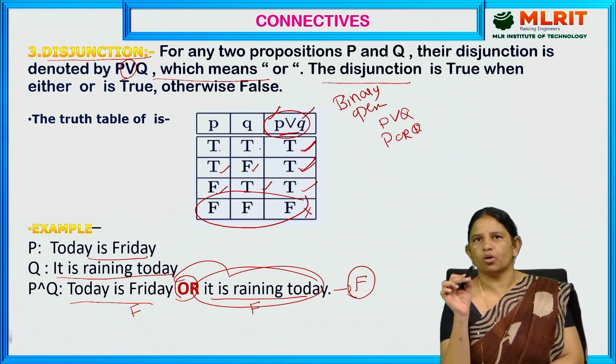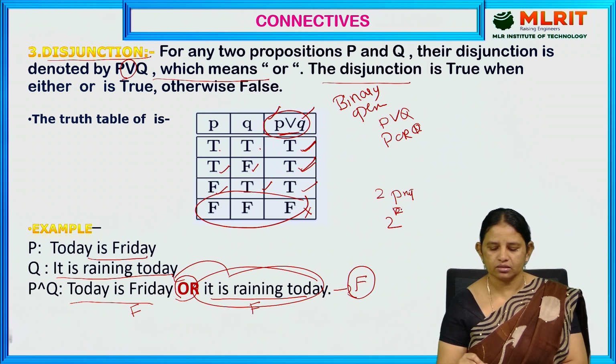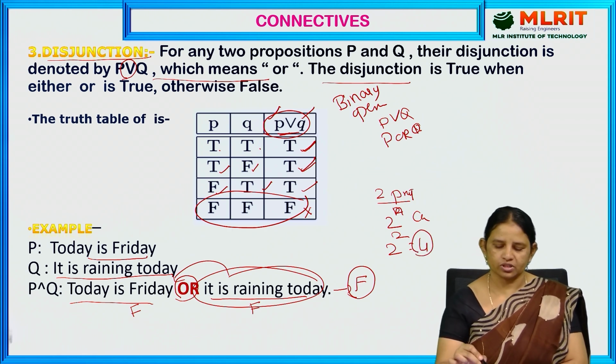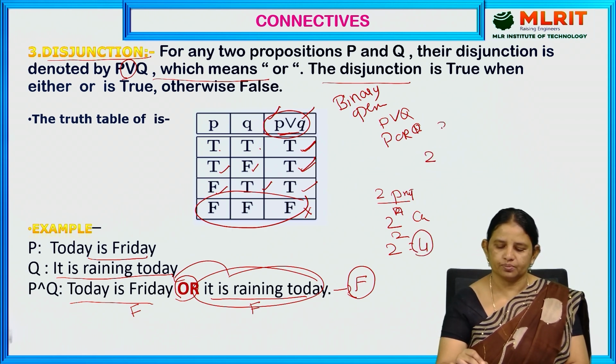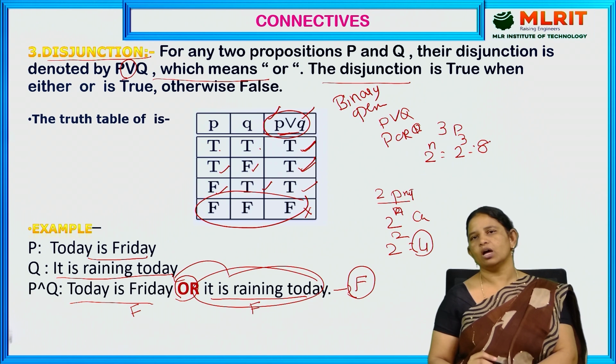One more important point: if there are n propositions, then we can derive 2 power n combinations. Suppose there are two propositions, 2 power 2 means 4 rows are present in the truth table. Suppose there are three propositions, then 2 power 3 means 8 rows are present in the truth table.